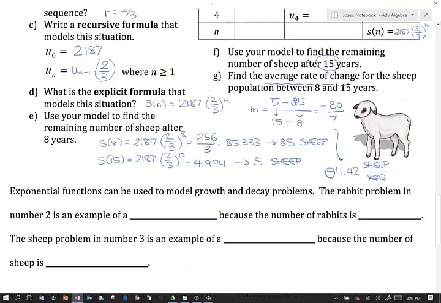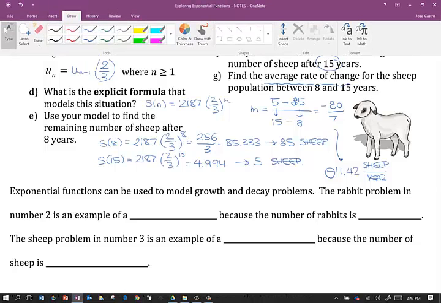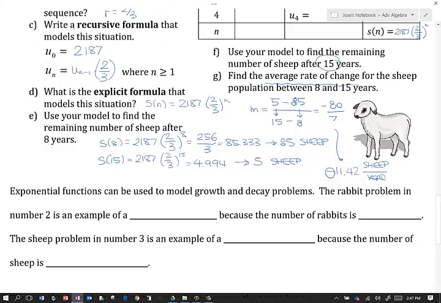Okay, so let's see if we can summarize everything that we have in here. Let me just go ahead and change colors. So exponential functions can be used to model growth and decay. The rabbit problem is an example of growth, because the number of rabbits is increasing. Whereas the sheep in problem number 3 is an example of decay. I know nothing is decaying, nothing is stinking, but the number of sheep was decreasing. So decrease, decay; increase, growth.